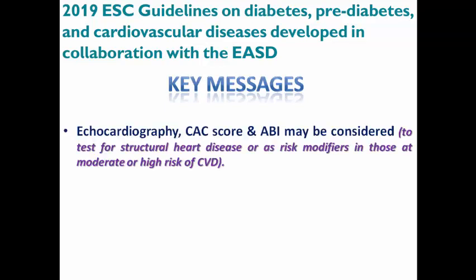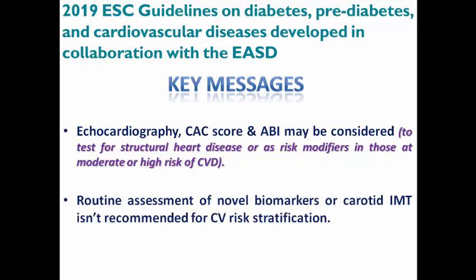Echo, coronary artery calcium score and ankle brachial index may be considered to test for structural heart disease or as risk modifiers, and we discussed this before in the video on risk modifiers, but the role is less important at the time being than before. And routine assessment of novel biomarkers or carotid intima-media thickness, we know also from that video, is not recommended for risk stratification.